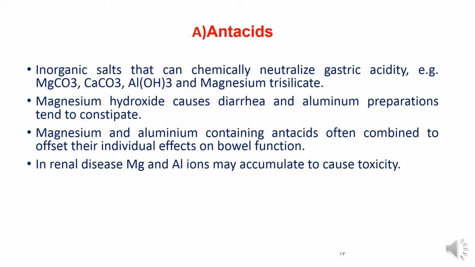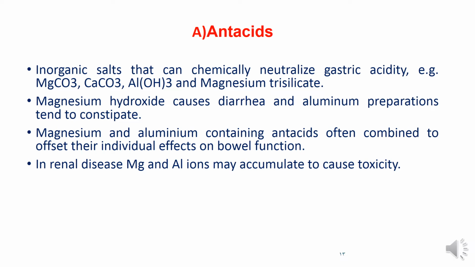The first class for treatment of peptic ulcer is the antacids. Antacids are inorganic salts that can chemically neutralize the gastric acidity, like magnesium carbonate, calcium carbonate, aluminum hydroxide and magnesium trisilicate. Magnesium hydroxide alone can cause diarrhea, and the aluminum preparations tend to constipate.